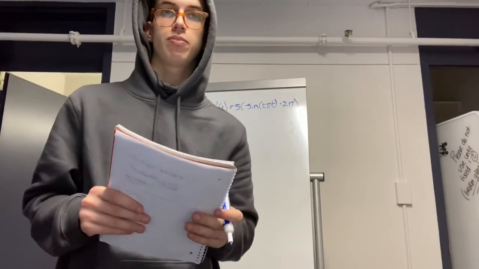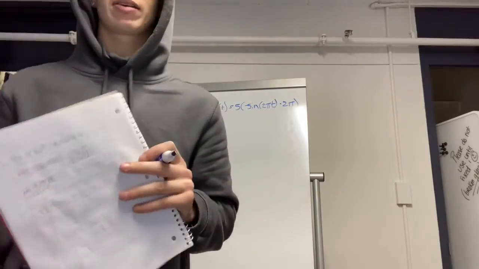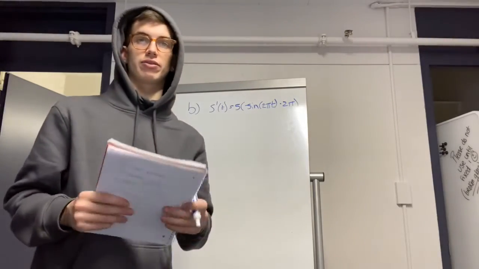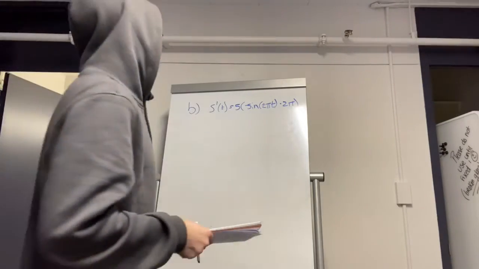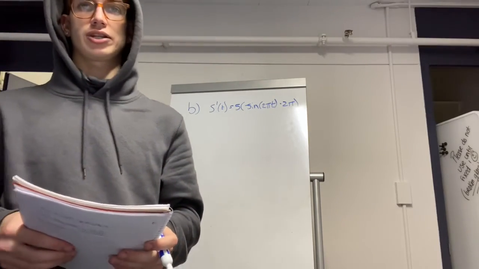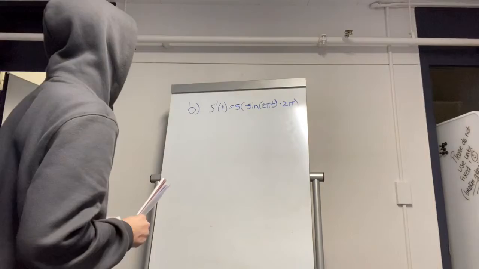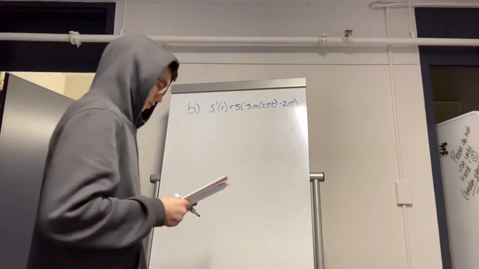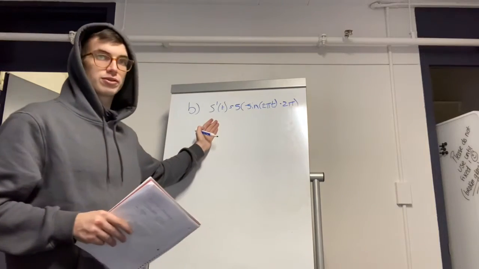For problem 2, part B, it's asking us to find the acceleration as a function of t. In part A, we found the velocity as a function of t by getting the first derivative. To find the acceleration as a function of t, we'll need to get the second derivative, or we will take the derivative of the first derivative. This is what we got for our first derivative.